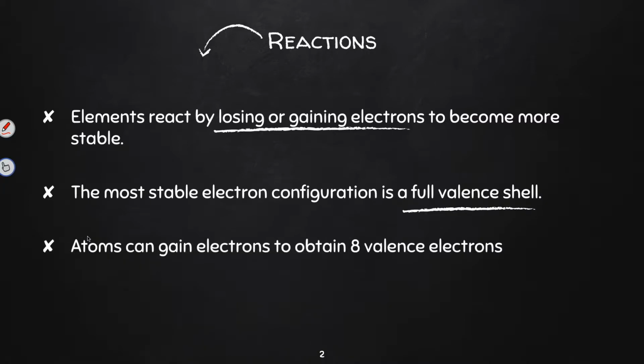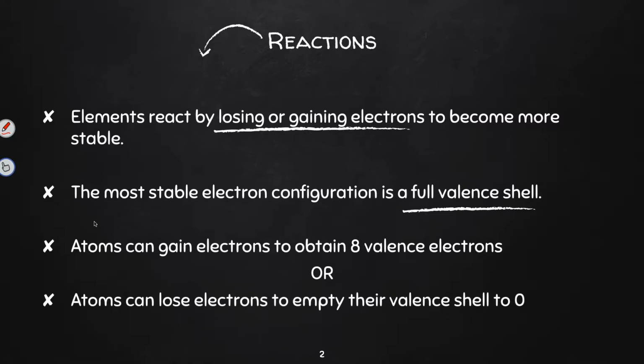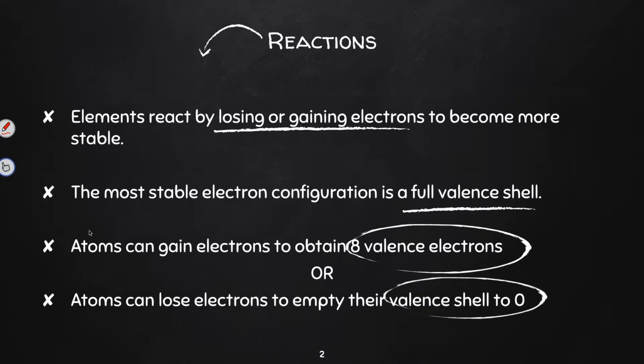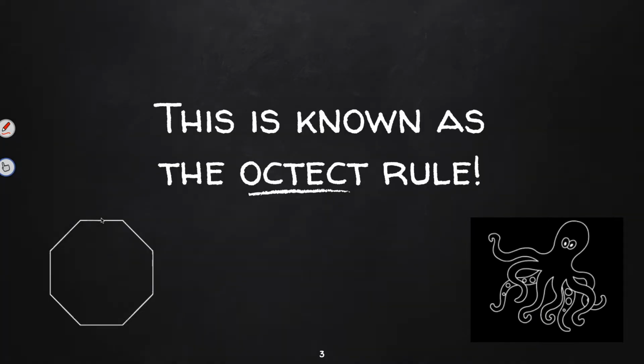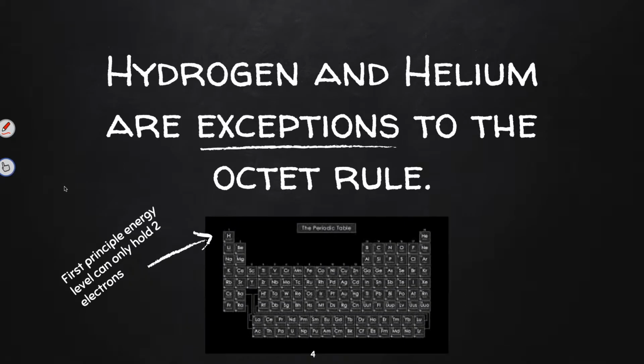Atoms can gain electrons to obtain 8 valence electrons, or atoms can lose electrons to empty their valence shell to 0. The goal is to be either 8 or 0. This is known as the octet rule. Think about what other things have the word oct in it. Octagon, octopus.